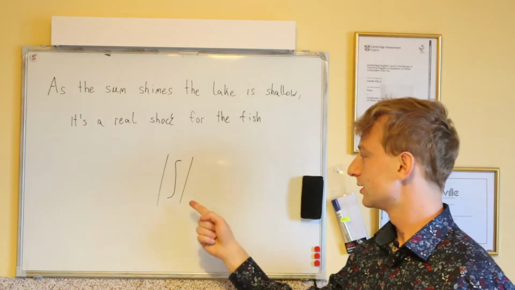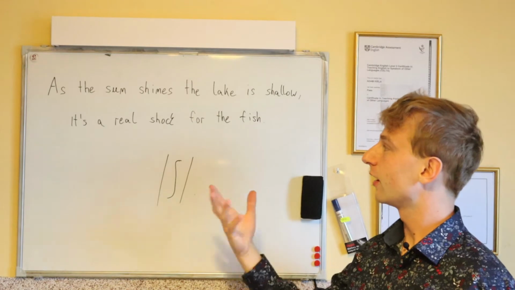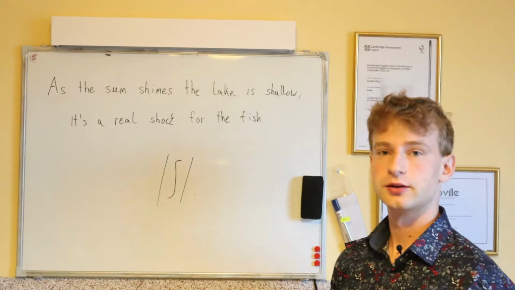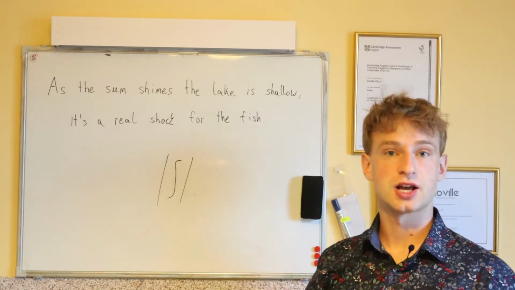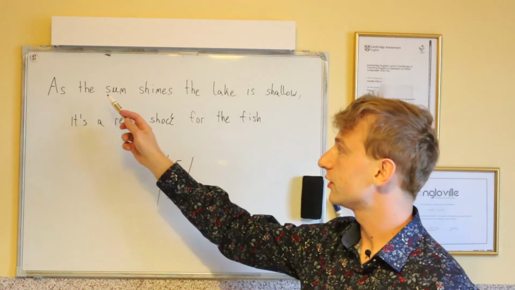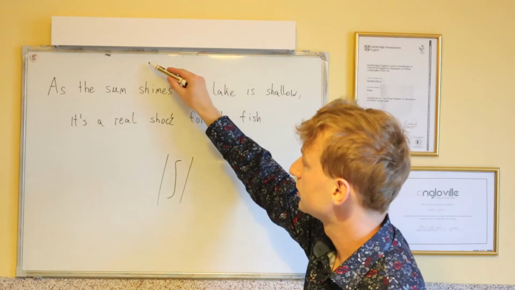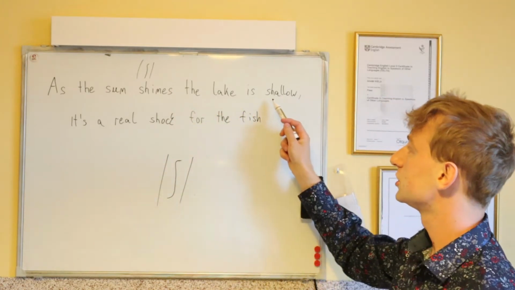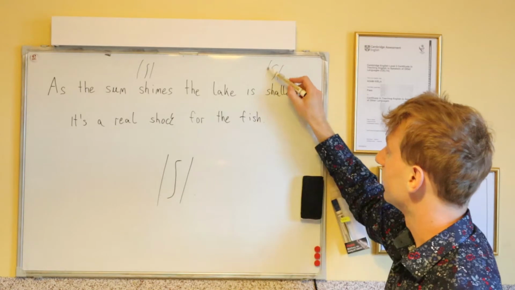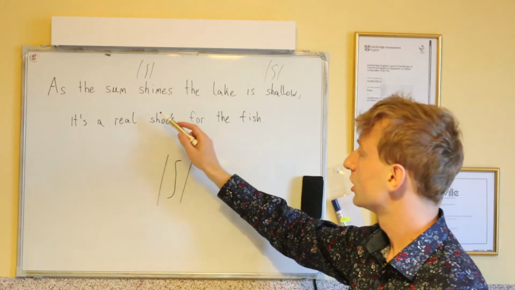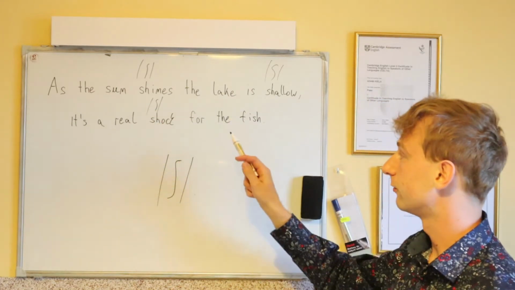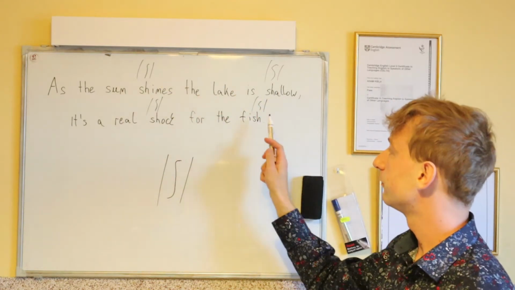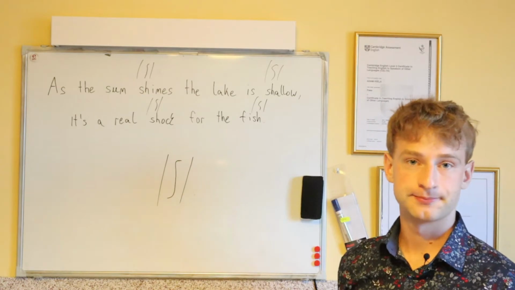Now listen for the sh sound. As the sun shines, the lake is shallow. It's a real shock for the fish. Okay, so where is the sh sound? As the sun shines, sh shines. The lake is shallow. Shallow. It's a real shock. Shock for the fish. Fish. So we have 1, 2, 3, 4 sh sounds.